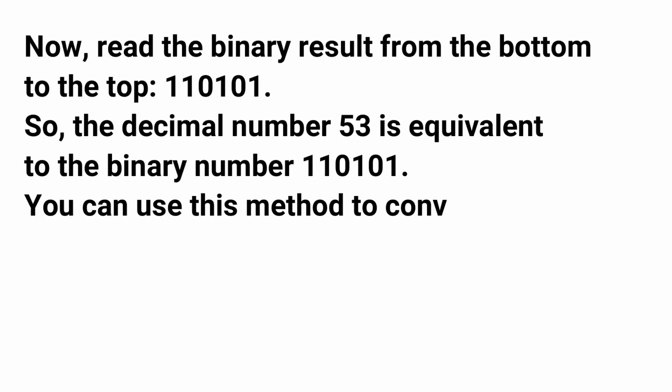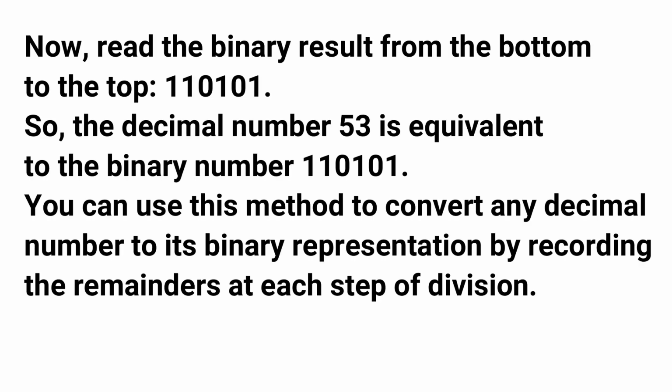Now, read the binary result from the bottom to the top: 110101. So, the decimal number 53 is equivalent to the binary number 110101. You can use this method to convert any decimal number to its binary representation by recording the remainders at each step of division. Octal to decimal conversion.